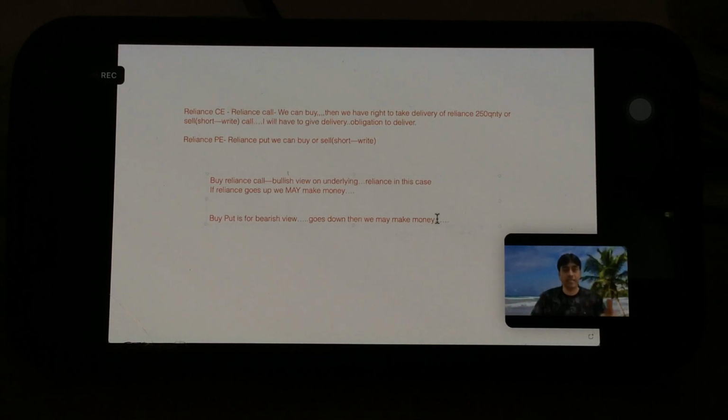So we can make money whether stock goes up, stock goes down, or stock remains at that level using options. So if we buy call and stock goes rapidly up, we make money. If we buy put, stock goes down rapidly, we make money. But if we buy call and stock remains there at that price or it goes down, then we lose money. If we buy put and stock goes up or remains at that level, we make loss. Right? Why? That we will be seeing going ahead.